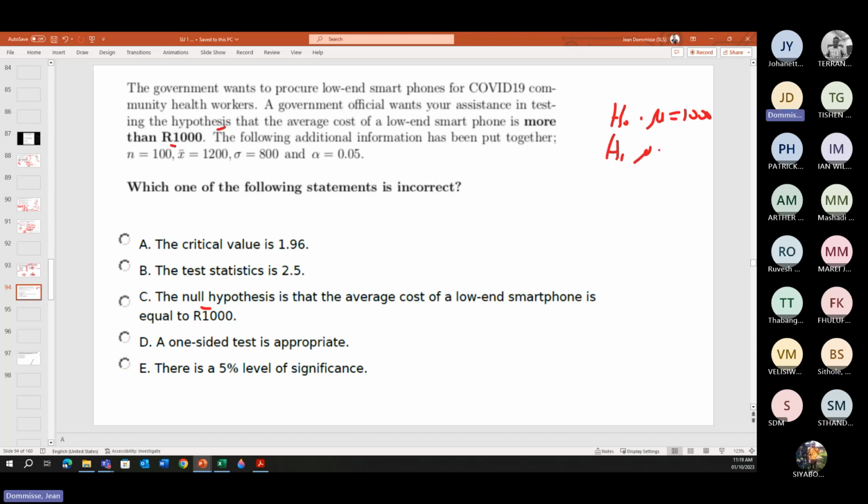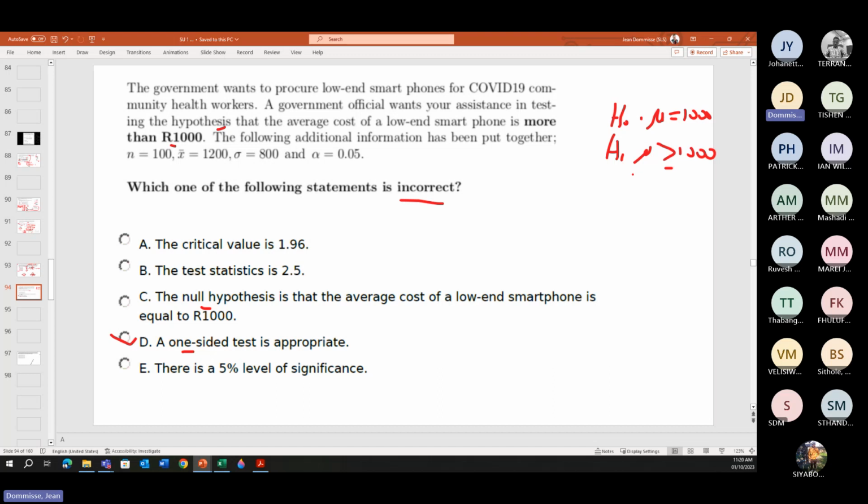Alternative, more than 1,000. So by looking at more than, is it a one-sided or two-sided test? Upper tail only. Cool. Upper tail, one-sided. So yeah, a one-sided test is actually correct. We are unfortunately looking for the incorrect one. Because this is directional, it's showing us the upper side, one tail.